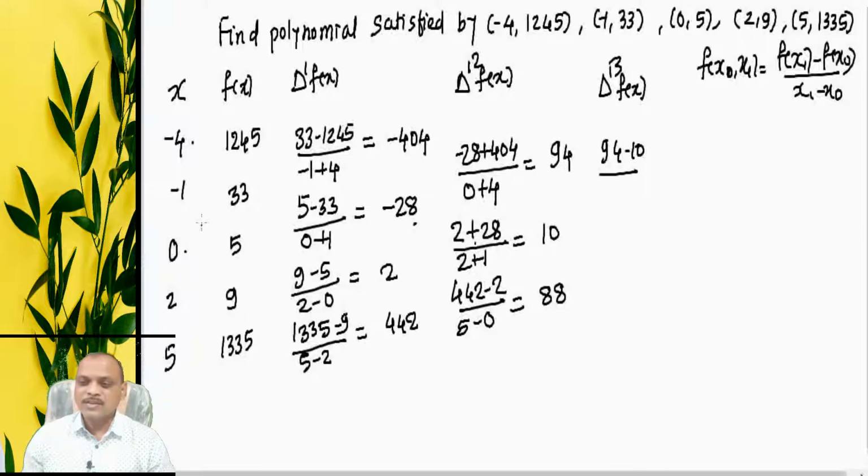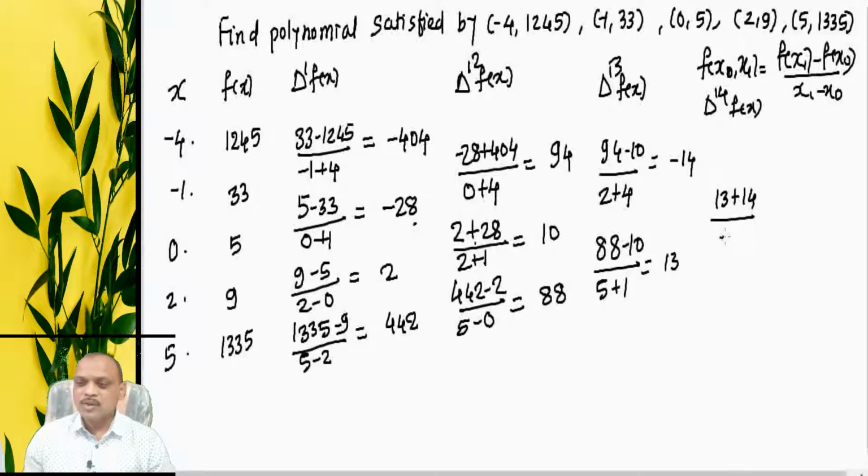Third divided differences: 94 minus 10 divided by the difference of these two arguments, 2 plus 4. Then 88 minus 10 divided by 5 plus 1, that is 6. We now get minus 14 and 13. The fourth divided difference is 13 plus 14 divided by 5 plus 4, and it is now 3. So this is the divided difference table.